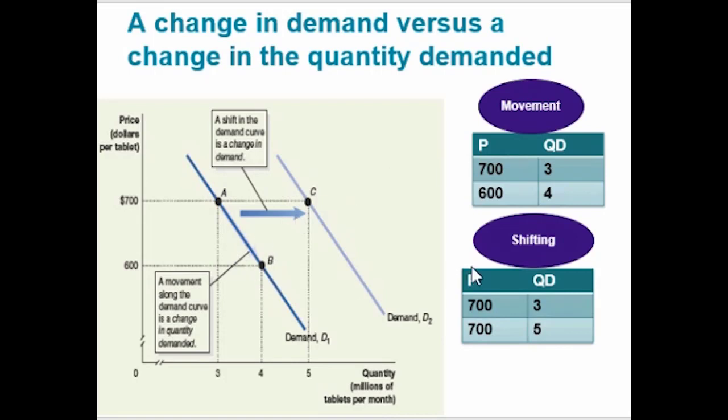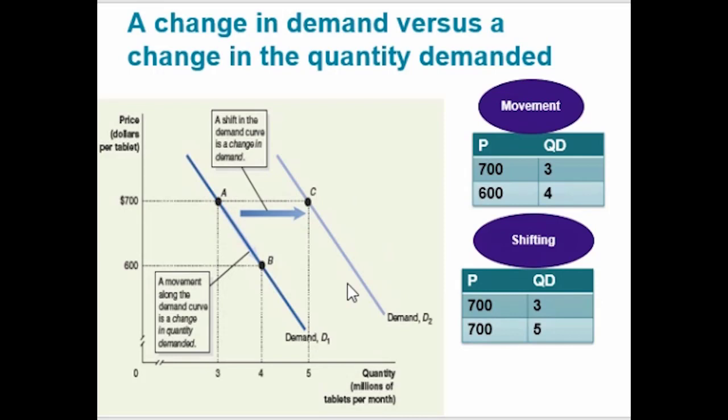So now let's discuss the shifting case. As you can see, there is no change in price but demand increases from 3 million to 5 million. The price is 700 and demand is 3. At the same price of 700, now demand increases from 3 to 4 million. So one variable is fixed but the other is changing. When this is the case, our curve will shift. Now we are discussing the demand curve, so in this case our demand curve will shift outward as our demand is increasing.